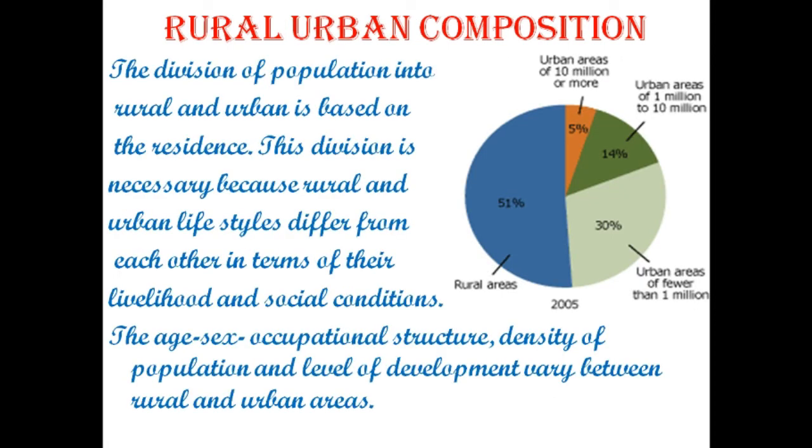Rural urban composition. The division of population into rural and urban is based on their residence. This division is necessary because rural and urban lifestyles differ from each other in terms of their livelihood and social conditions. The occupational structure, density of population, and level of development vary between rural and urban areas.